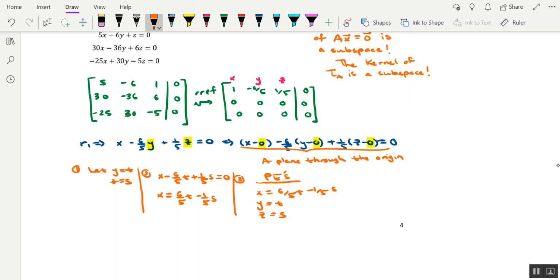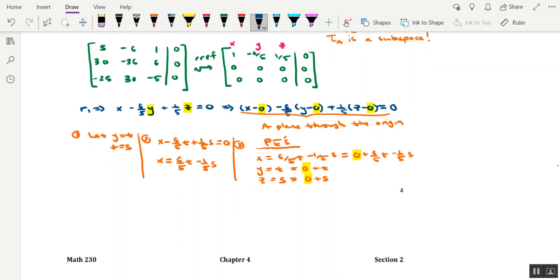Well, you could write each one of these parametric equations involving the origin. We could write the first equation as 0 plus 6 fifths t minus 1 fifth s. Second equation as 0 plus t. And then the third equation as 0 plus s. And so these would be the components of the vector that's involved when you write the parametric equation version of the plane through the origin.